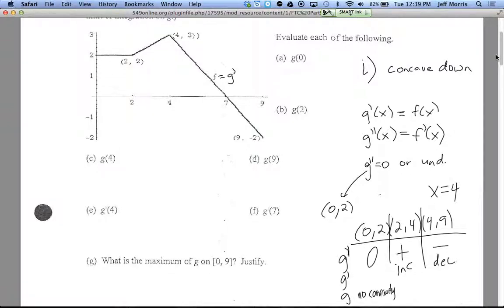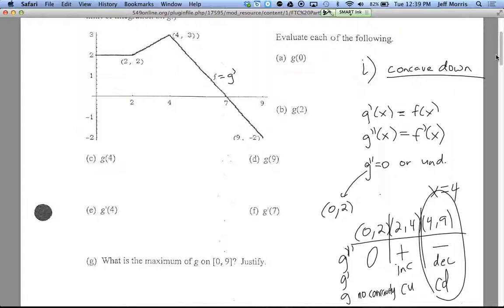What about 2 to 4? Concave up. What about 4 to 9? Concave down. So let's answer the question. It's concave down from 4 to 9. Give me some reasons. There's two ways you can reason this. You can say because G double prime is what? Or you can say because G prime is? That's it. Those are the two reasons you could give.